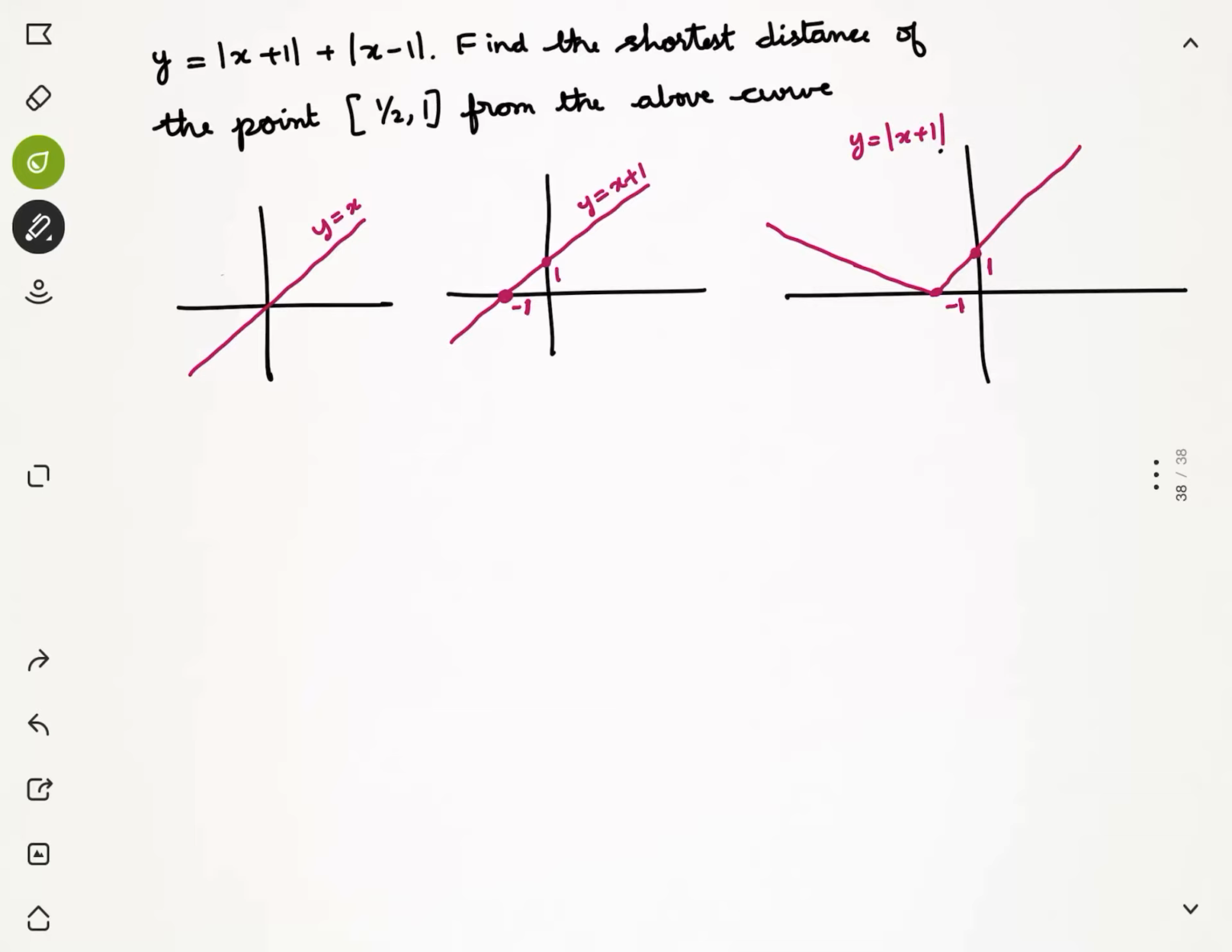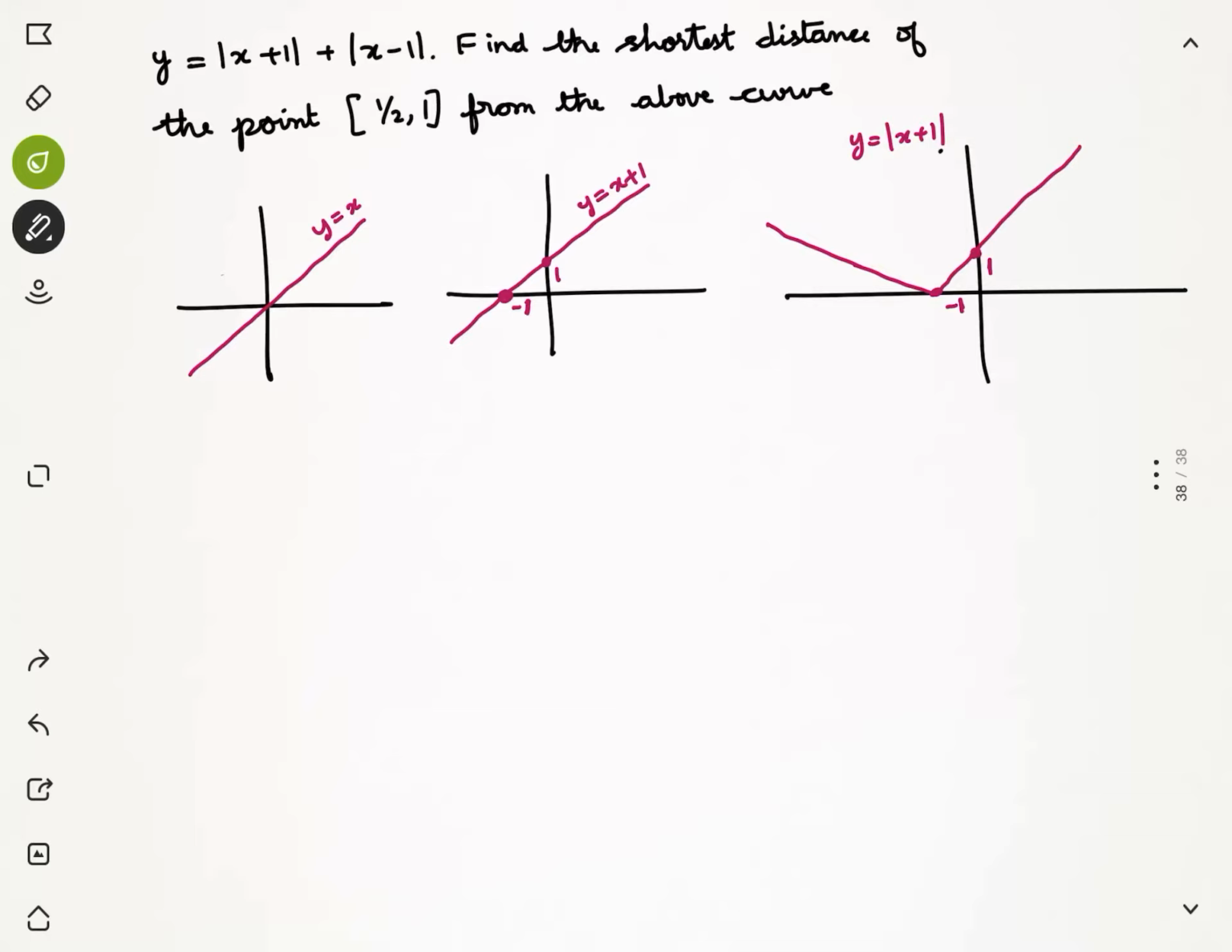So now the mod of x plus 1 curve has two different lines. One line is on the left hand side of the point x equal to minus 1, where the line is decreasing and the slope is exactly minus 1, and on the right hand side of the point x equal to minus 1, the line is increasing with a slope of 1.